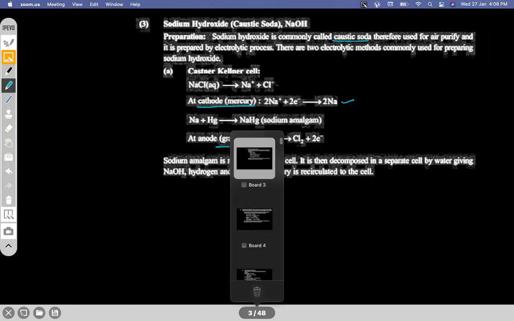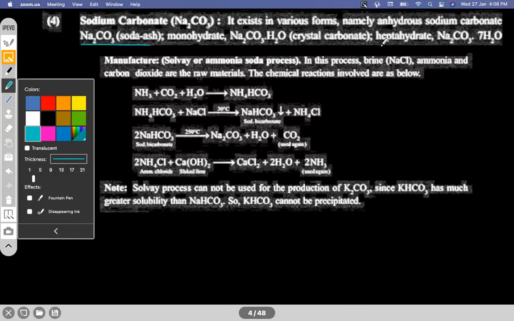Okay. Next, sodium carbonate. It exists in various forms. Anhydrous sodium carbonate is soda ash. Monohydrate form, Na2CO3.H2O. Crystal carbonate, the heptahydrate, 7H2O. It is manufactured by the Solvay ammonia soda process. The name is important. Not for JEE, but in BITSAT, NEET, all these exams, they ask this question. Solvay or ammonia soda process.